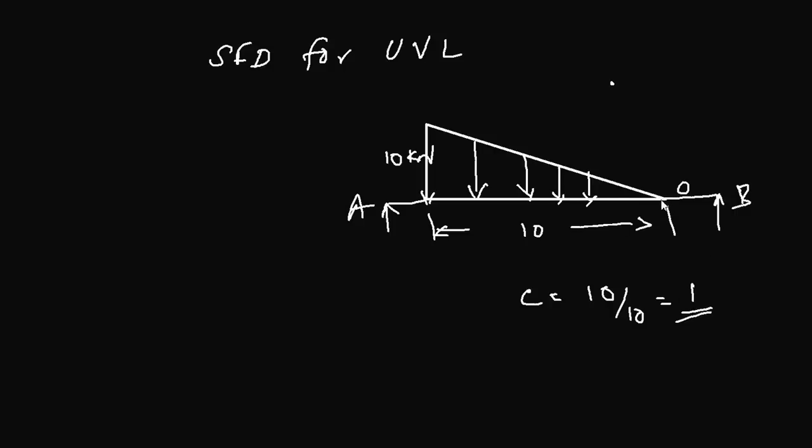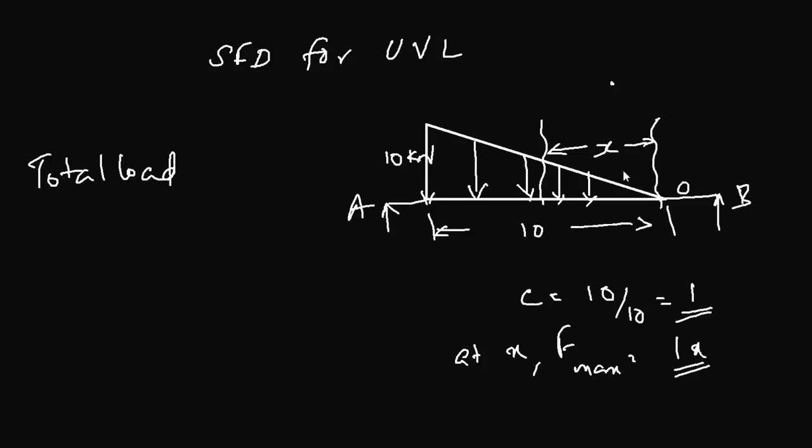So from here it's 0, and at a distance x from 0, say you consider a distance here, let's call this x. At x the force will be 1x, because this is the rate of change and x is the distance. So at that point it will be 1x if this is x. Now this is how you calculate the load at different points.